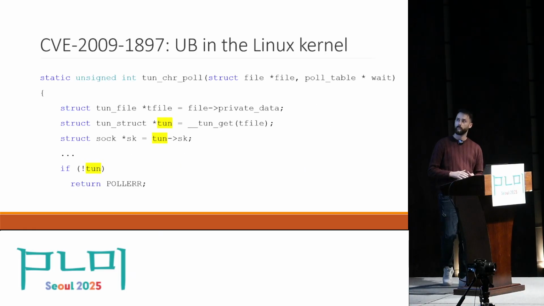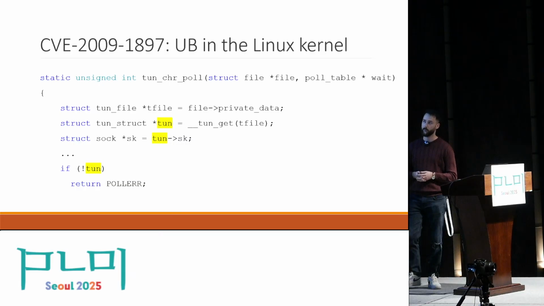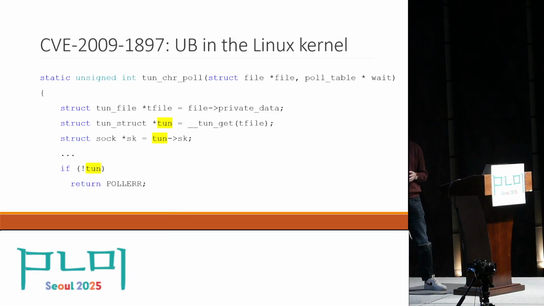So, first, let's start with a real bug. Some of you may already be familiar with this Linux kernel example. At first glance, everything seems okay. A pointer called tune is created, and if it's null, the function returns an error. However, there is a big problem with this code. The pointer is dereferenced before it is null checked.